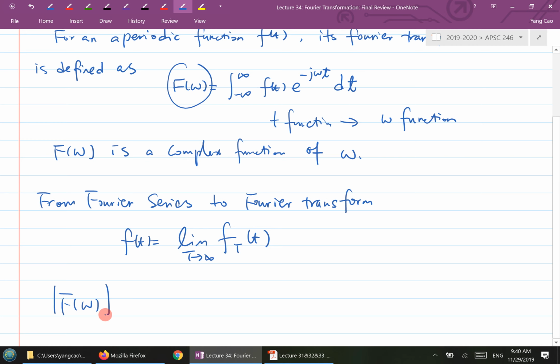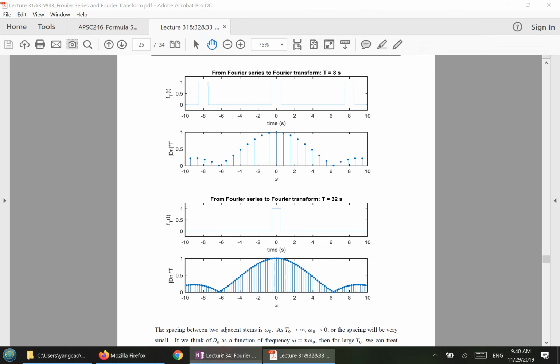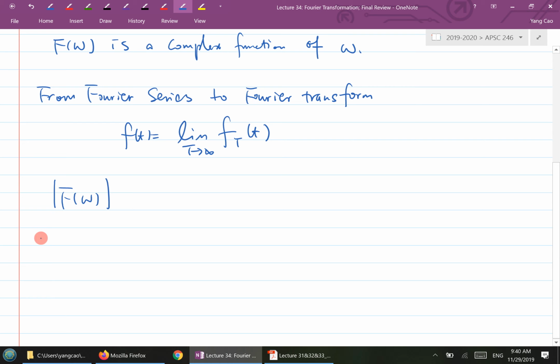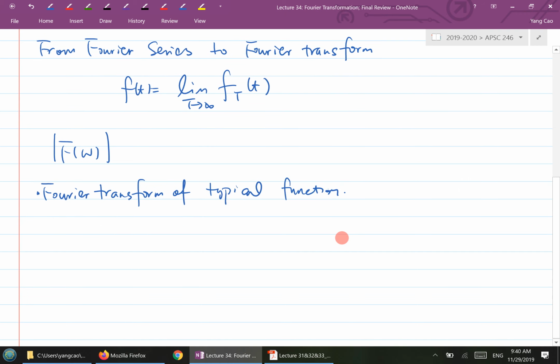We also looked at the Fourier transform of some typical functions. We looked at the Fourier transform of a delta impulse function in the last lecture. I just want to show you a couple here, to show you the differences and also the similarities with the Laplace transform.